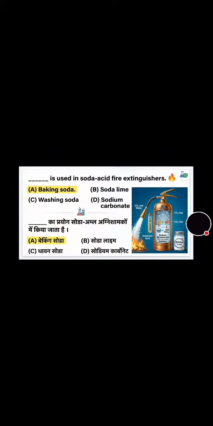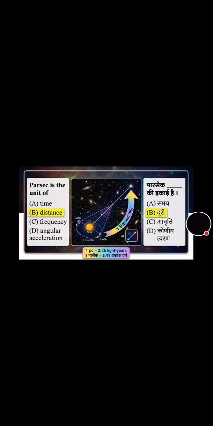Now move towards the next question. What is used in soda acid fire extinguishers? Baking soda, soda lime, washing soda, or sodium carbonate? And its correct answer is option A, baking soda. Now move towards the next question. Parsec is the unit of time, distance, frequency, angular acceleration, and its correct answer is option B, that is distance.